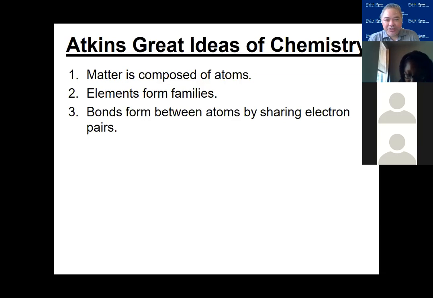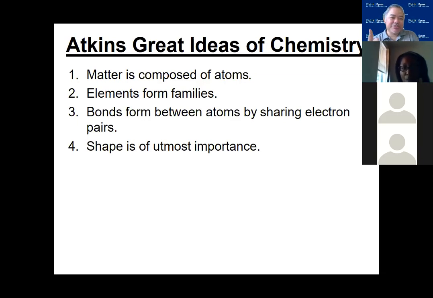So how do molecules form? How do ionic compounds form? For molecules to form, they have to share electrons. And when they share electrons, they form a bond, which is your covalent bond, right? If there's a transfer of electrons, they form an ionic bond. That's what it means here by what we call Adkins' great ideas. And I think it's similar to Gillespie's ideas. And the same thing with the fourth one, shape is of utmost importance.